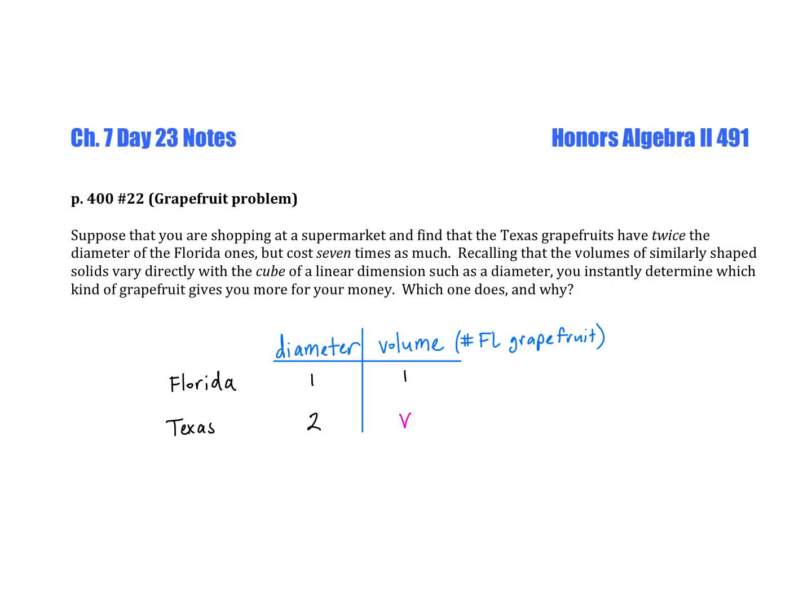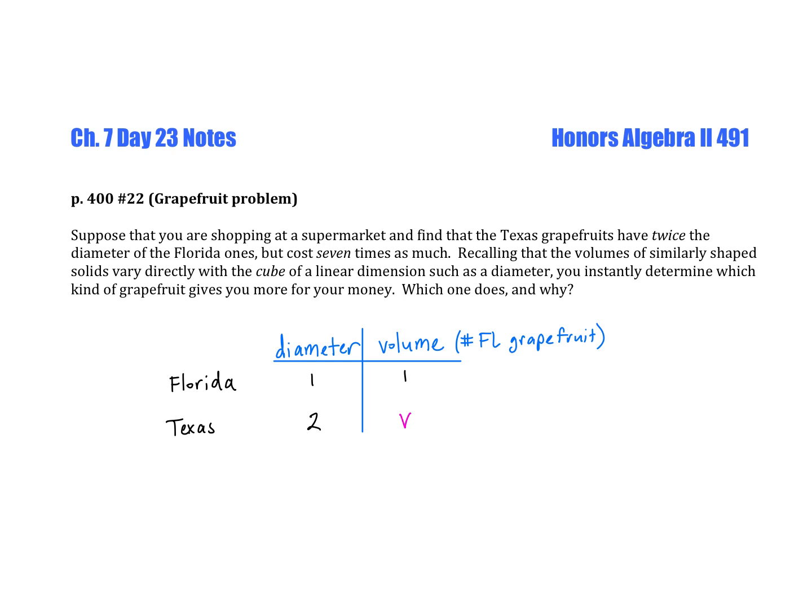All right, so we're going to look at the grapefruit problem. So suppose you're shopping at a supermarket and find that Texas grapefruits have twice the diameter of Florida ones, but they cost 7 times as much. Recalling that the volumes of similarly shaped solids vary directly with the cube of a linear dimension, such as the diameter, you will instantly determine which kind of grapefruit gives you more for your money. So which one is it and why?